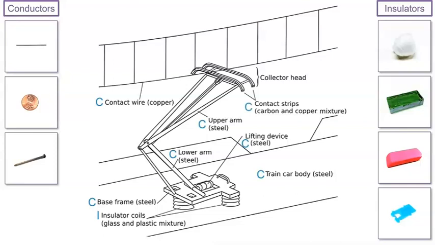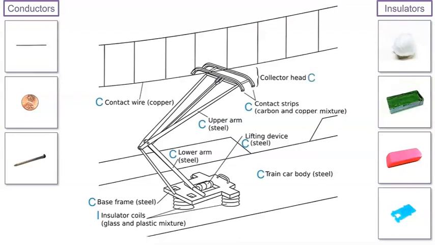Now let's label the collector head. We don't know what the collector head is made of, but look, it looks like it's the only part of the pantograph that touches the wires. That means electricity from the wires must flow through the collector head. So the collector head must be a conductor.